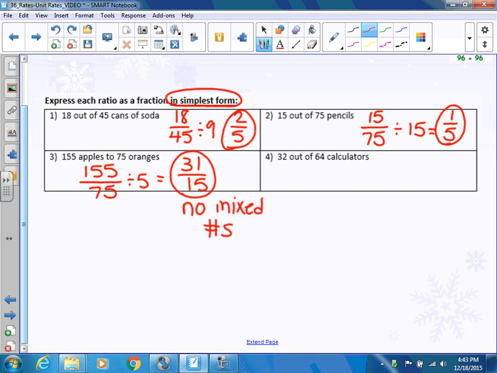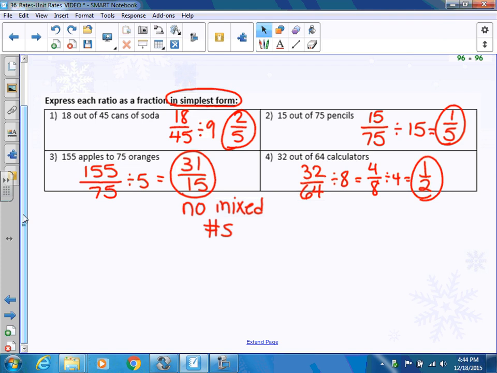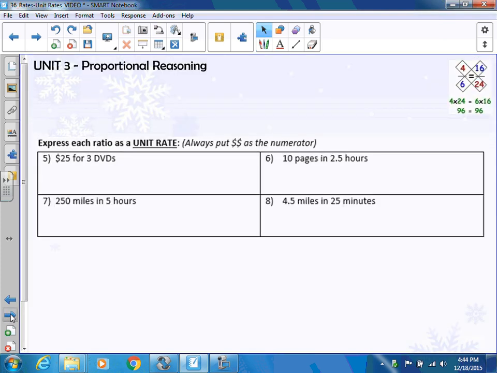If I say 32 out of my 64 calculators are broken, which we hope never happens, we write that as a fraction, 32 over 64. I'm going to divide those by 8. I would end up with 4 over 8. I can simplify that more by dividing by 4, and I get 1/2. That would mean that half of my calculators are broken. Not good. Okay. Let's look at a unit rate.